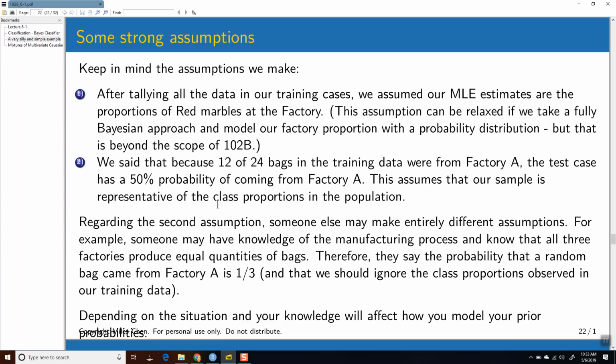And then the other assumption that we're making is that in our training data we had 24 bags and 12 of them came from factory A. Therefore, our test case, prior to looking at anything else, has a 50% probability of coming from factory A. And so that assumes our sample is representative of the class proportions in the population.